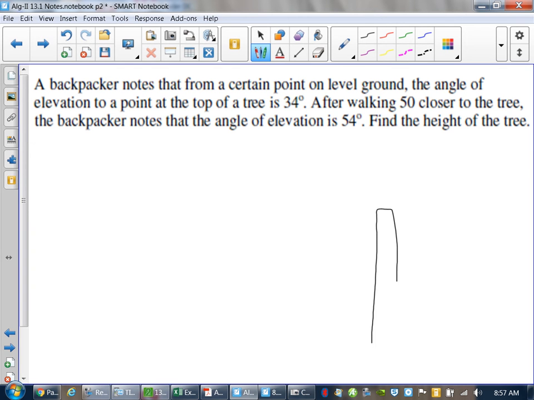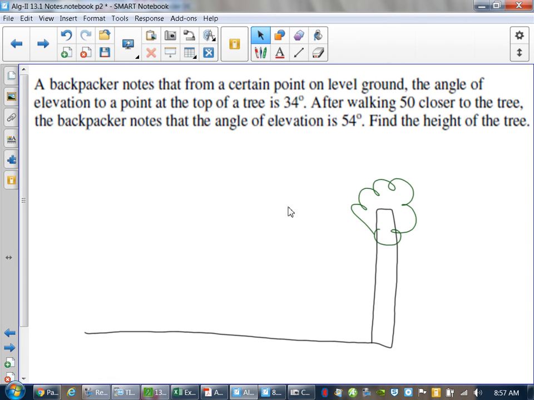Let's see it, Mr. Murphy. Level ground. It's like a piece of broccoli if you really squint hard. And then you have a backpacker. So it looks like two little triangles inside of each other.